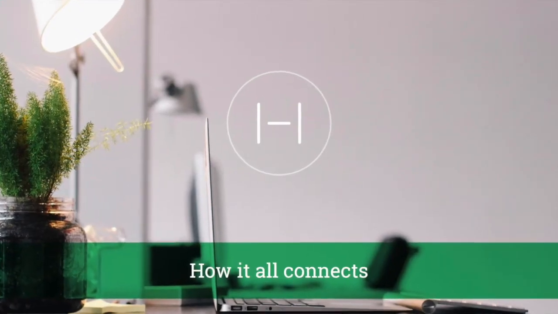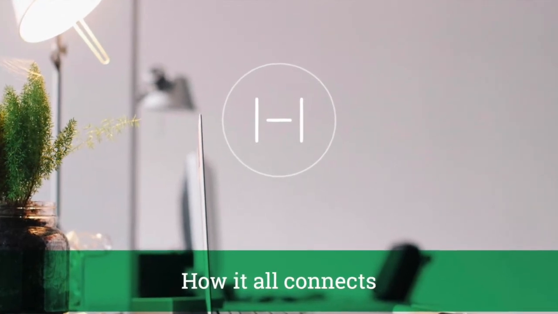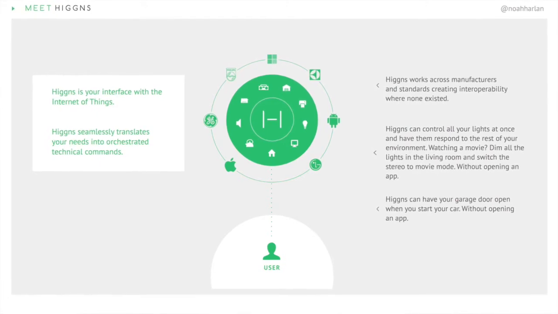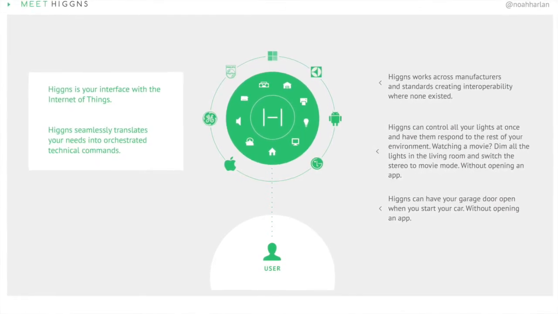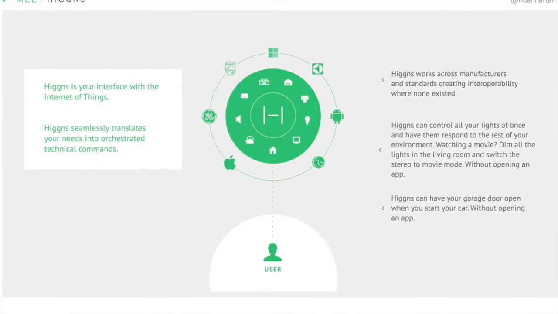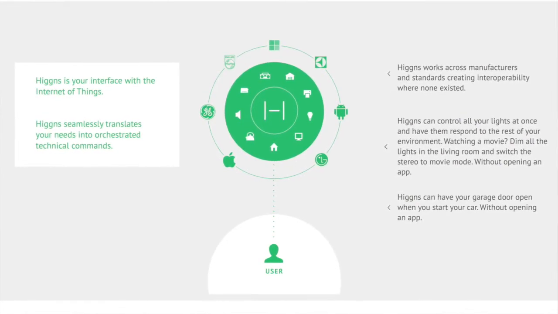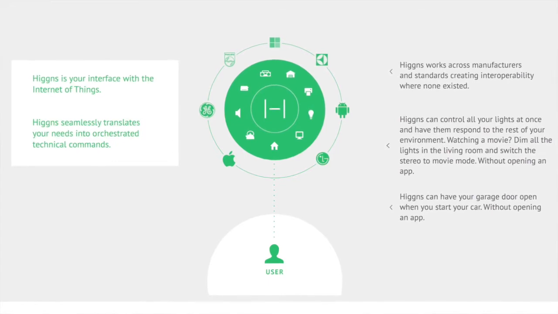So we view Higgins, what we created, as a way for it all to connect. And it's one of the ways that it can all connect. So Higgins is an interface with the Internet of Things. It translates your needs into orchestrated technical commands. It works across manufacturers and standards. It creates interoperability where none existed before.